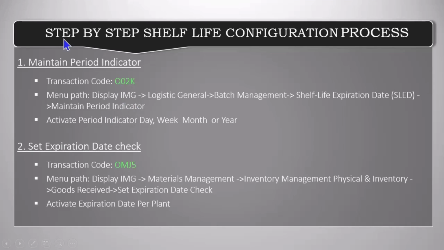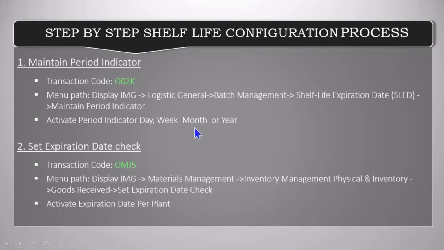The second configuration is set expiration date check. Similarly, there are two ways. You can follow the SAP reference IMG path, or go directly using transaction code OMJ5, and you need to activate expiration dates per plant. Move on to the next slide.